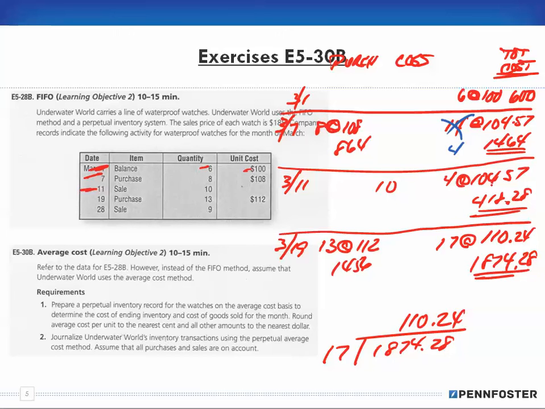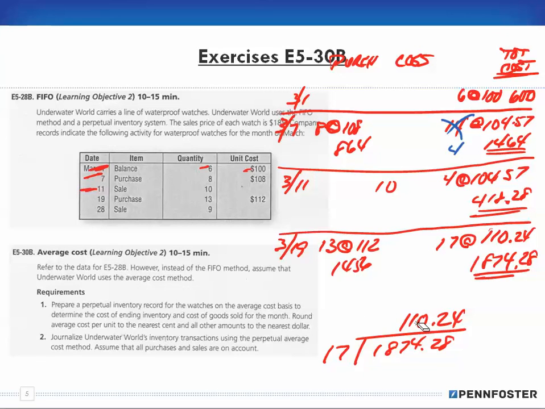Instead of the units being at 104.57, now they're all at 110.24, and these 13 at 112, they're all assigned the value of 110.24. So what I'm getting at here is, when we took 10 out of these 14, those 4 could have been 4 at 100. We might have left the 4 at 100. So even though those 4 at 100 had a cost of 100, that cost changed to 104, and they changed again to 110.24. That's what average costing does.